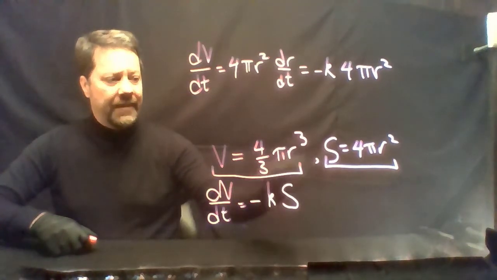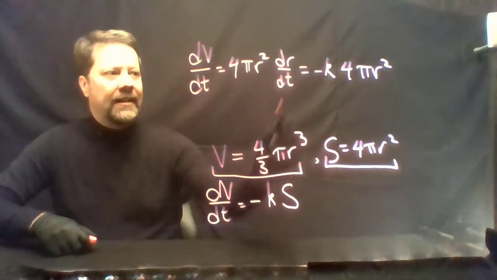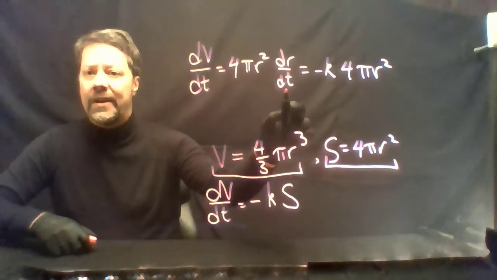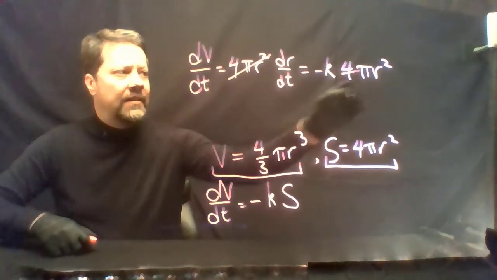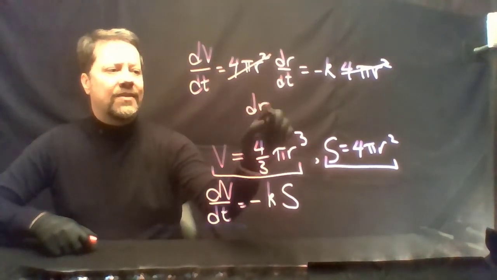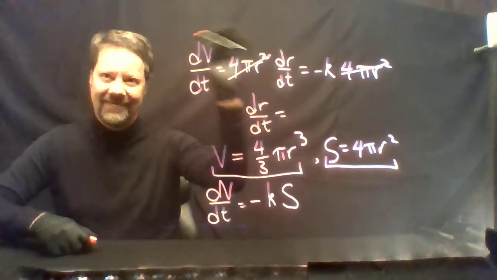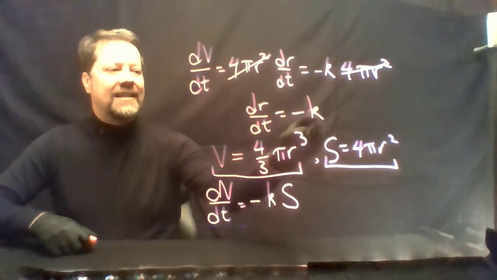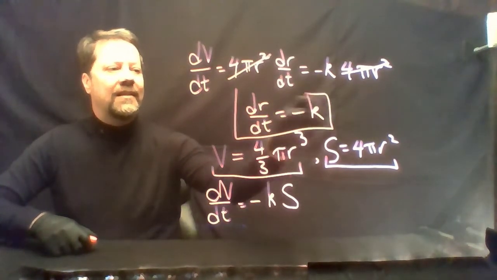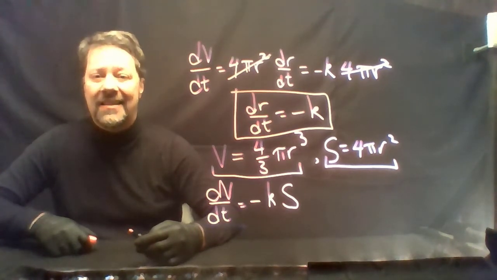Using all three of these formulas now, we've written down this new equation. The new equation involves the rate at which the radius is changing. Notice that the 4 pi r squareds cancel, and we get the rate at which the radius is changing is minus k. Notice that this means the radius changes at a constant rate.